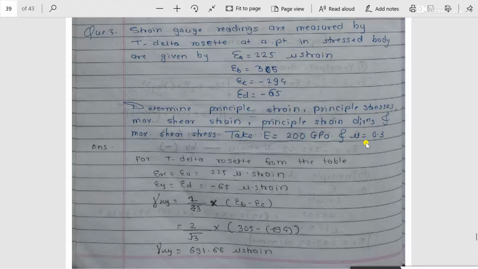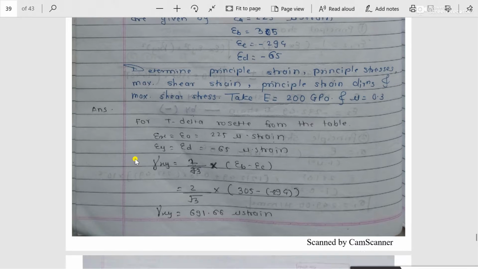Now as we have to calculate all these unknown parameters, initially we have to calculate the values of epsilon x, epsilon y, and gamma xy, which are not given in the statement of the problem. But to calculate the values of epsilon x, epsilon y, and gamma xy, epsilon a, epsilon b, epsilon c, and epsilon d are useful, by taking the reference of that particular table. So we'll solve the numericals. That is for the T delta rosette.